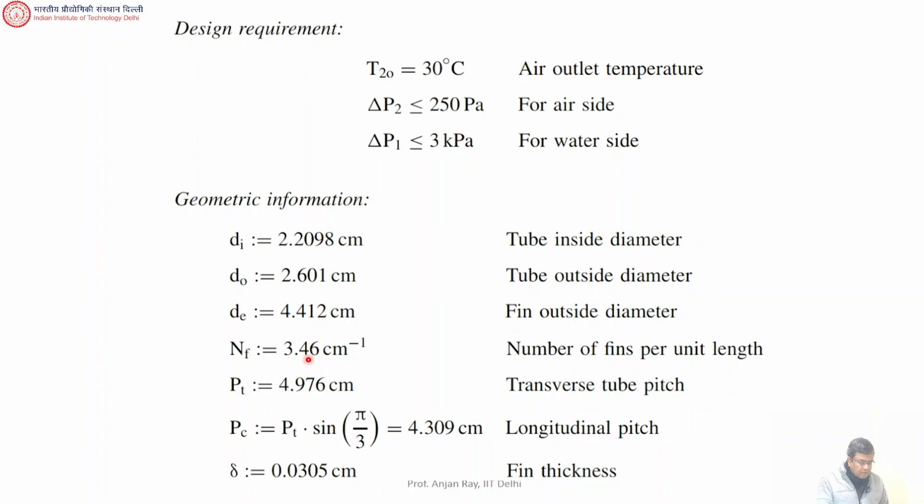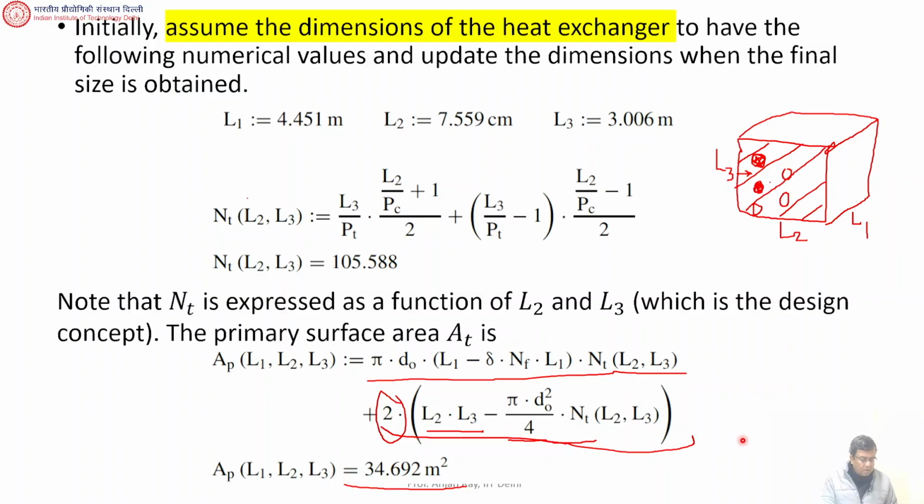Then he chooses something about fins. So this is the fin outside diameter, number of fins, and this is for the arrangement, PT, transverse tube pitch, etc. This is the fin thickness, and then we can get down to our calculations.